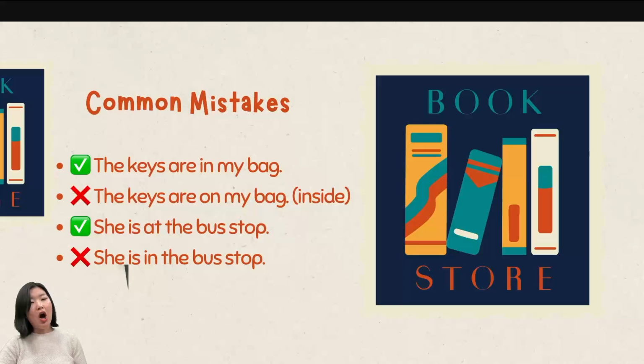Let's take a look at some common mistakes. The keys are in my bag. It's a perfect sentence, whereas if you say the keys are on my bag when it's inside, you do not want to say it's on, because then it means that it's on the surface of the bag. She is at the bus stop. You don't want to say she is in the bus stop because you can't really be in the bus stop.